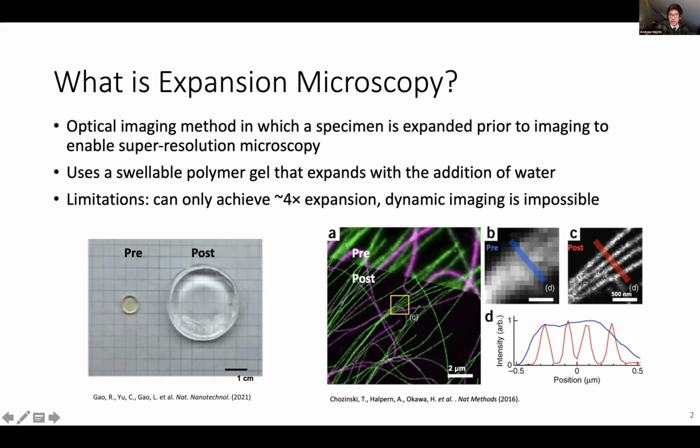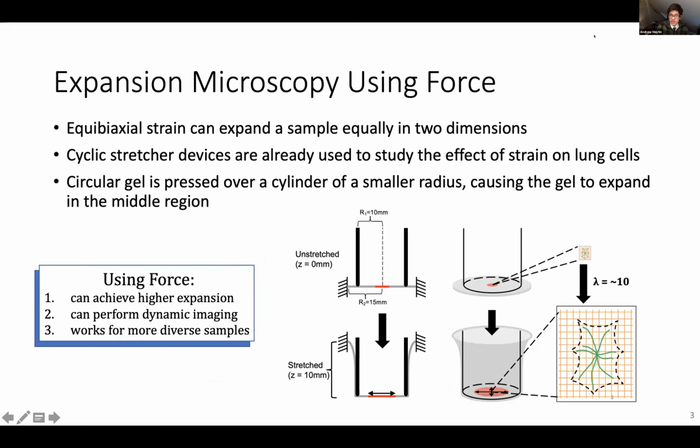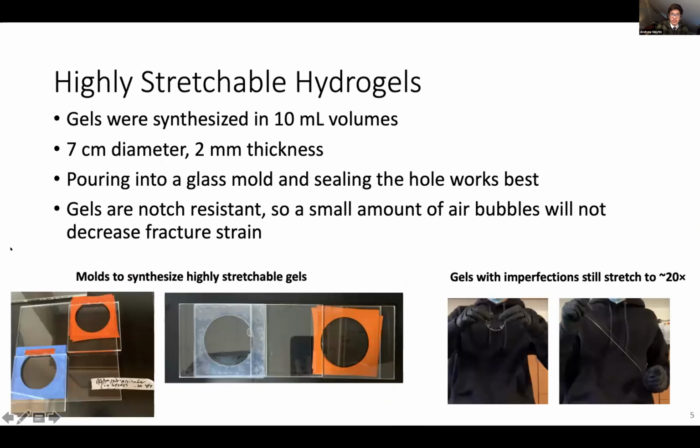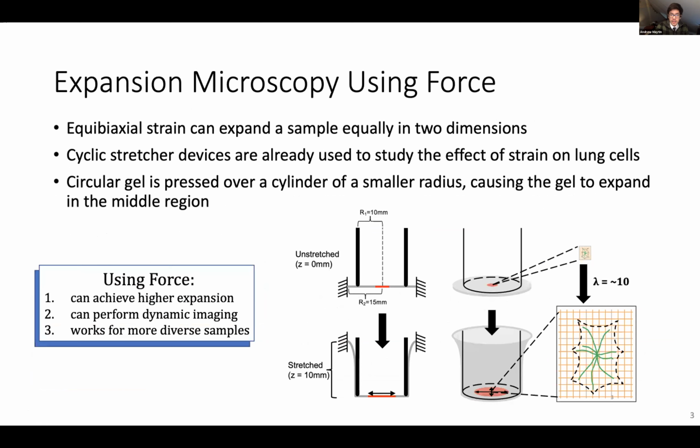Okay, so in this project, we're using force to perform expansion microscopy. The idea behind that is that we can use equibiaxial strain to expand a sample equally in 2 dimensions. This idea has been used before in cyclic stretcher devices, which are used in studies on lung cells, where we can study the effect of strain on those cells. It's also used in studies on bone cells. So this has appeared before in the literature, and it's seen uses outside of expansion microscopy.